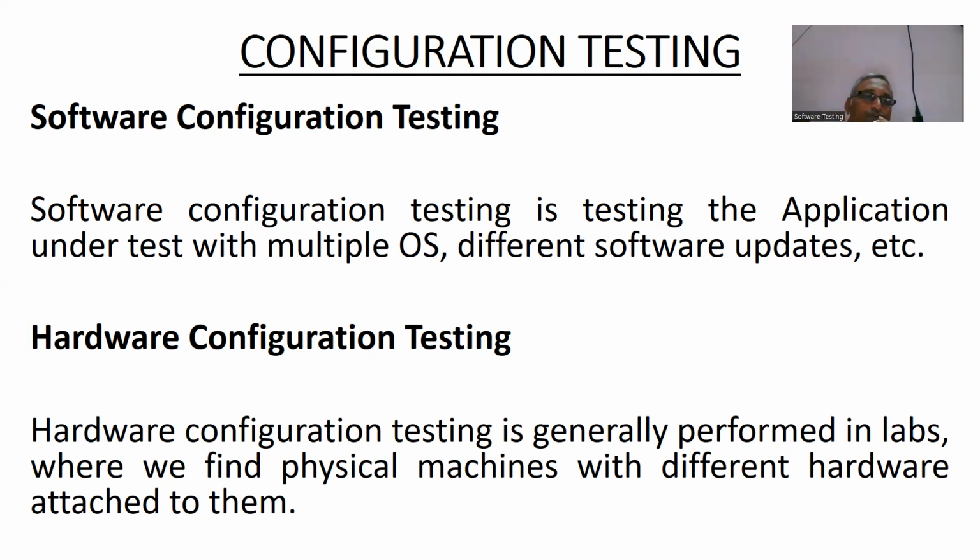Next one, hardware configuration testing. Hardware configuration testing is generally performed in labs where we find physical machines with different hardware attached to them. Whenever a build is released, the software has to be installed on all the physical machines where the hardware is attached, and the test suite has to be run on each machine to ensure that the application is working fine.